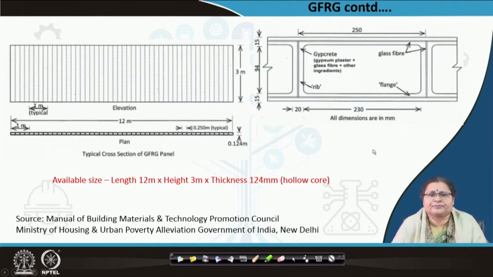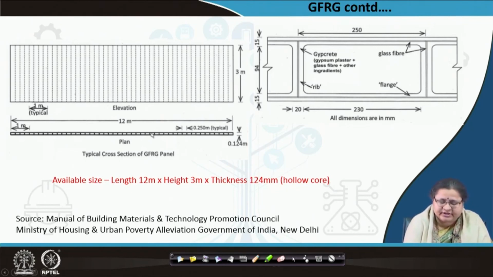How does it look? Here is the panel. Here is the cross section where you can see this is the hollow. It is 250 millimeter where it is having a rib strengthening the item. You can see the cross section here. So, at every 0.25 meter, that is 250 millimeter, there is a rib which is strengthening the wall, and the glass rovings are being mixed with the gypsum, and it has created the two ends and also the ribs.